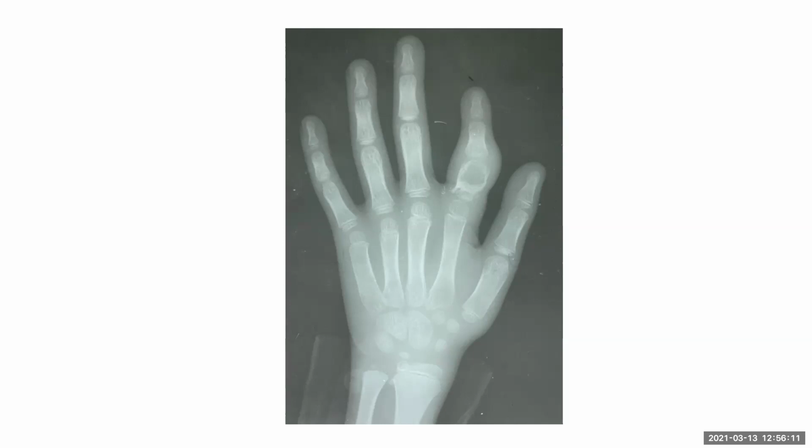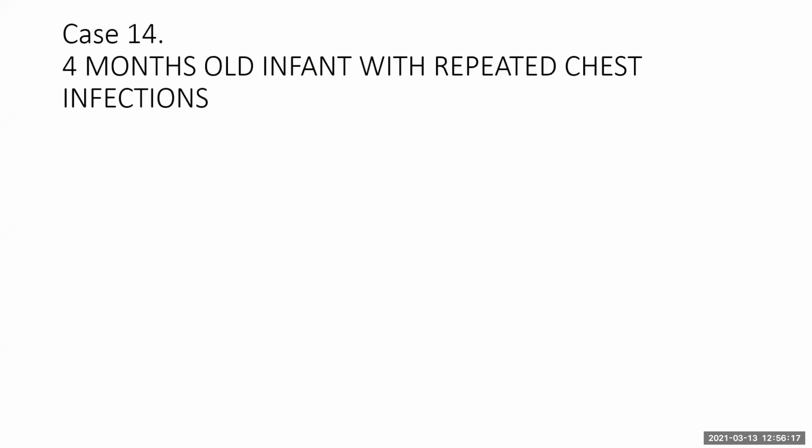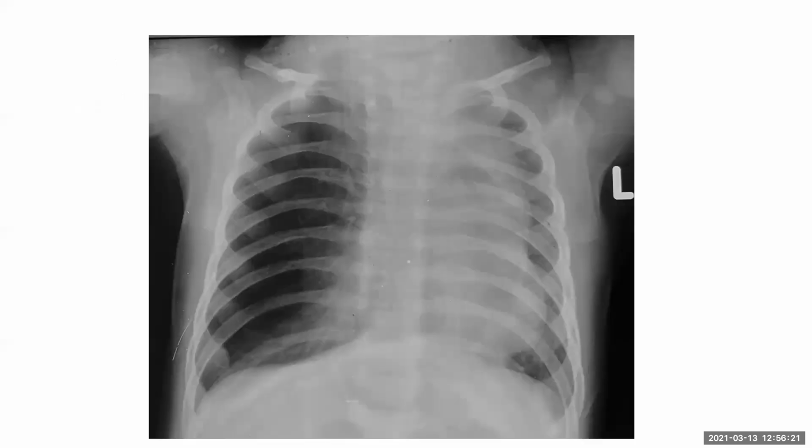Okay, we'll come back to it. You mentioned the diagnosis in your differential. Okay. So, a 4-month-old infant with repeated chest infections.